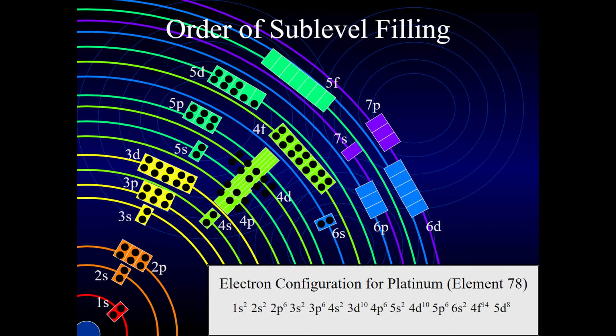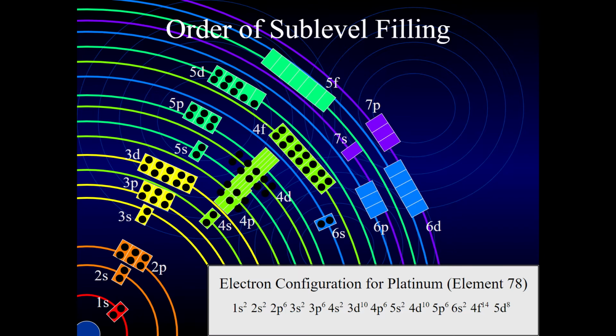And just like before, you first encounter the 5S subshell. And so that's the order that you have to go. After you fill in the 4P subshell with 6 electrons, you can fill in the 5S subshell with 2 electrons. Then the 4D subshell with 10 electrons. Then the 5P subshell with 6 electrons. Then the 6S subshell with 2 electrons. Then the 4F subshell with 14 electrons.